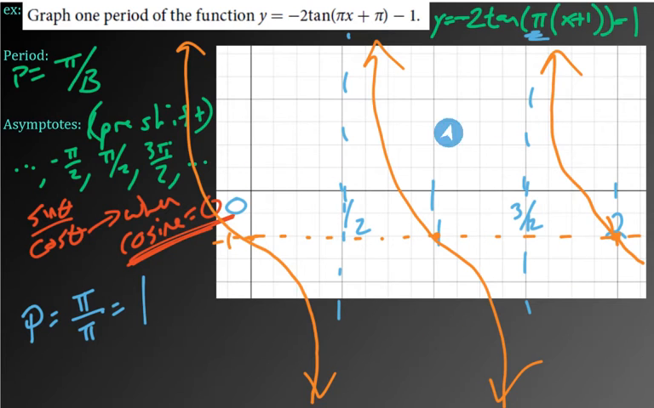So here you can definitely see over a period of it. And in terms of graphing these, as long as you show at least one full cycle of it, you're good. So that is what -2 tangent(pi times x + 1) - 1 would be.